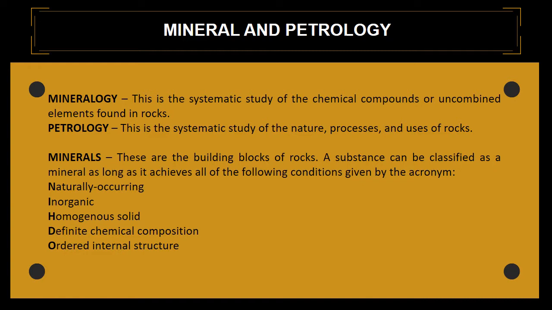And definite chemical composition, yun na nga, isang composition lang. Yung chemical composition na yun, dapat talaga yan yung chemical composition niya. Walang nagtatago or walang ganun. So, ordered internal structure, ibig sabihin, meron siyang internal structure na may pattern. Hindi siya yung kalat lang yung internal structure niya. So, yan yung ibig sabihin ng NIDO.